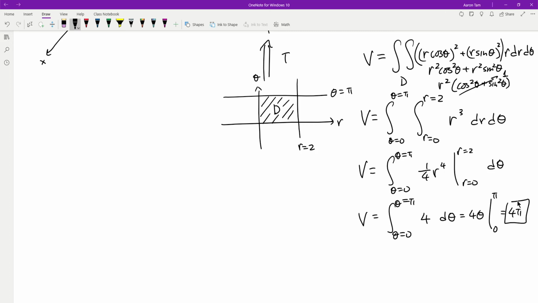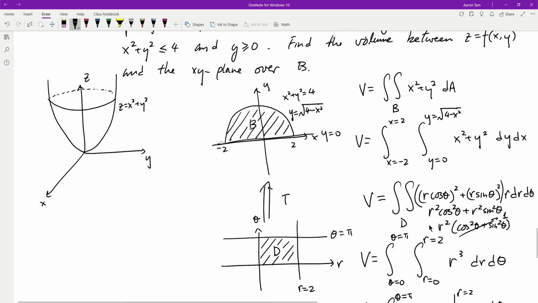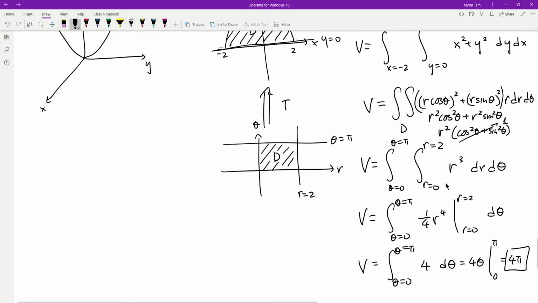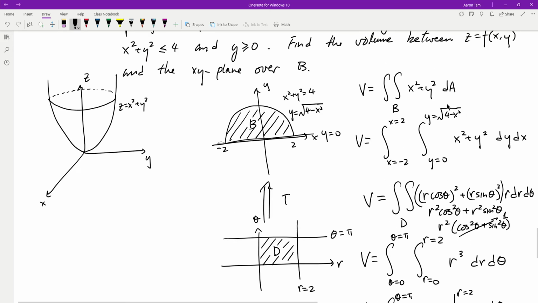There you go. So this substitution makes your integral a lot easier to deal with because now you have all constants. You also simplify the integral into something nice and easy compared to this 4 minus x squared. That's going to mess you up.